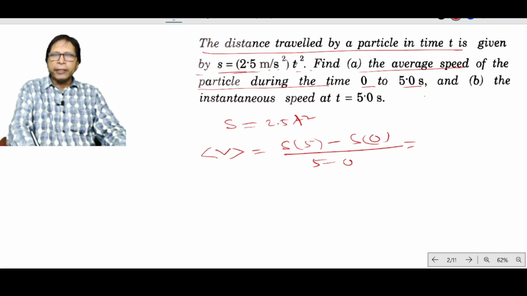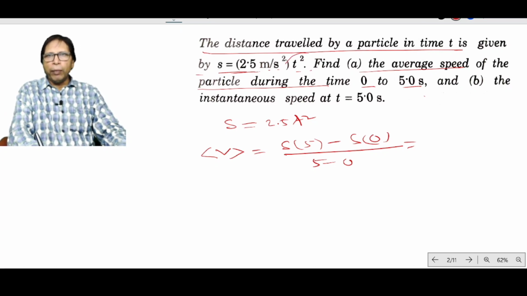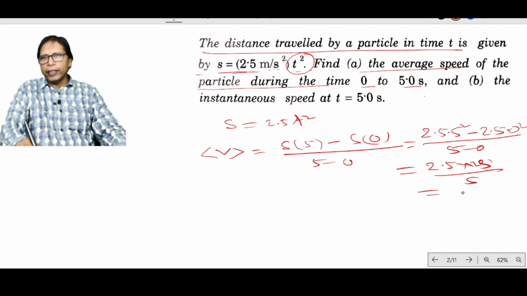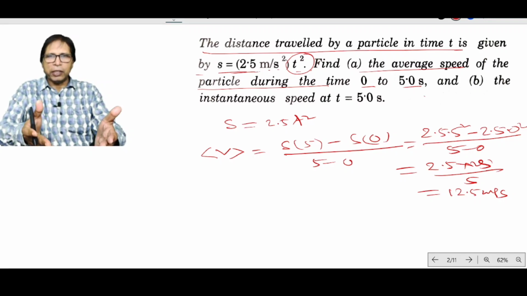Now S5 means the distance traveled in 5 seconds. So look at this, it is 2.5 into 5 square. Now S0 is 2.5 into 0 square, whole divided by 5 minus 0. So look at this, here 2.5 into 25 by 5. So this is 12.5 meter per second, the average speed.